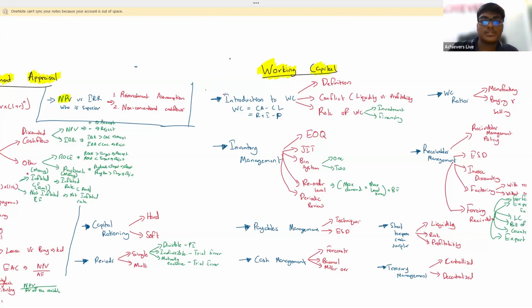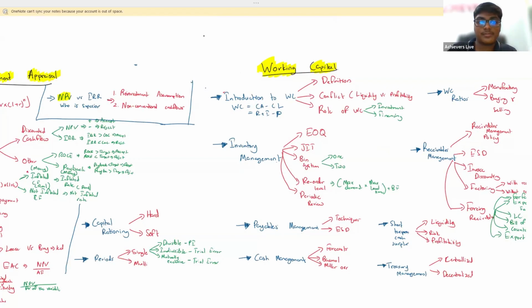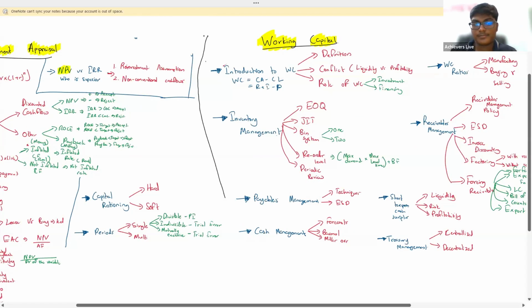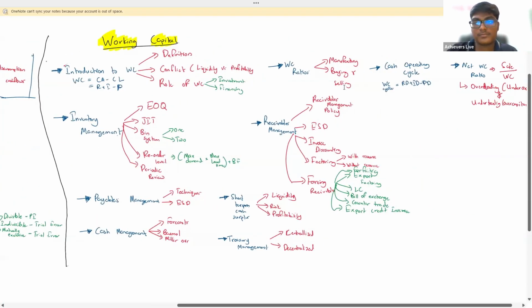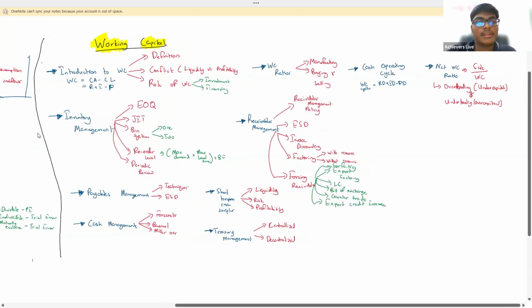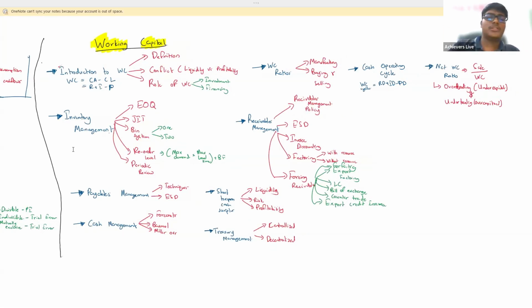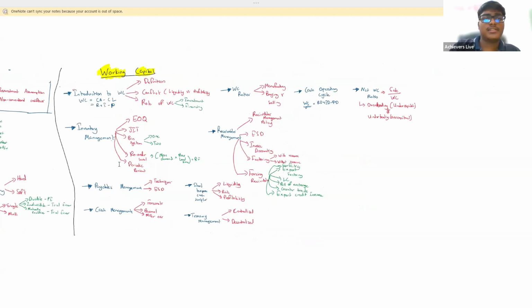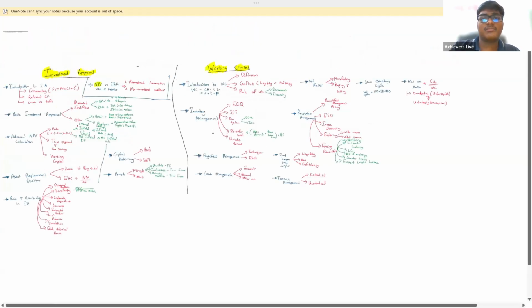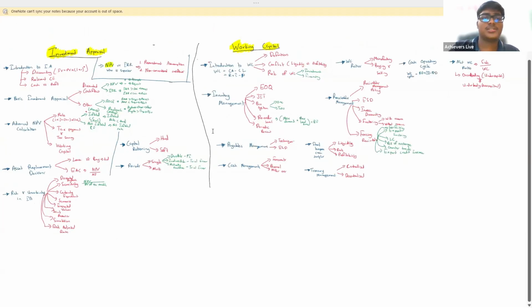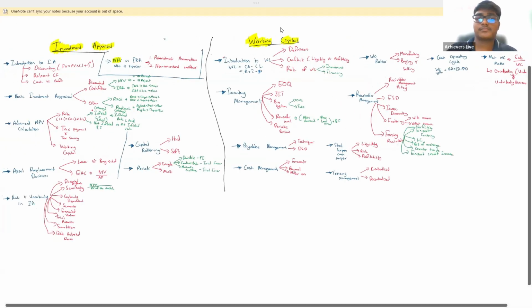So this is working capital. You can quickly look at it. Again, 25% of your syllabus, and this is what? 50% of your syllabus. Okay, within one page. 50% of your FM syllabus.